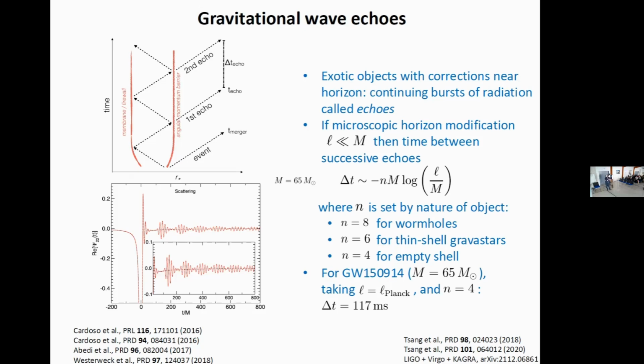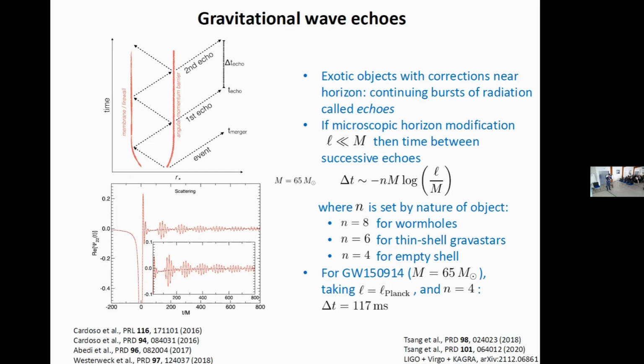Now let's plug in some numbers. So for n, we choose something. An empty shell would be n equals 4. We put in 4, fine. That's not so important. But we could take the mass of GW150914. The final mass was 65 solar masses.